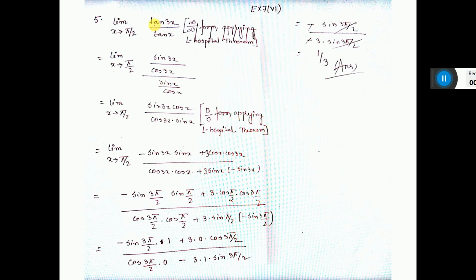This one you see, if you put x equal to pi by 2 here, 3 pi by 2, that is 3 into 90 degree, it will come infinity. This one also tan 90 degree is infinity. So infinity by infinity form. So you break down tan to sine by cos and tan to sine by cos. Then here you see, if you put x equal to pi by 2, then sine 90 into 3 into 90, and cos 3 into cos 90, that is cos 90 is 0, so 0 by 0 form. That's why you apply L'Hospital theorem.